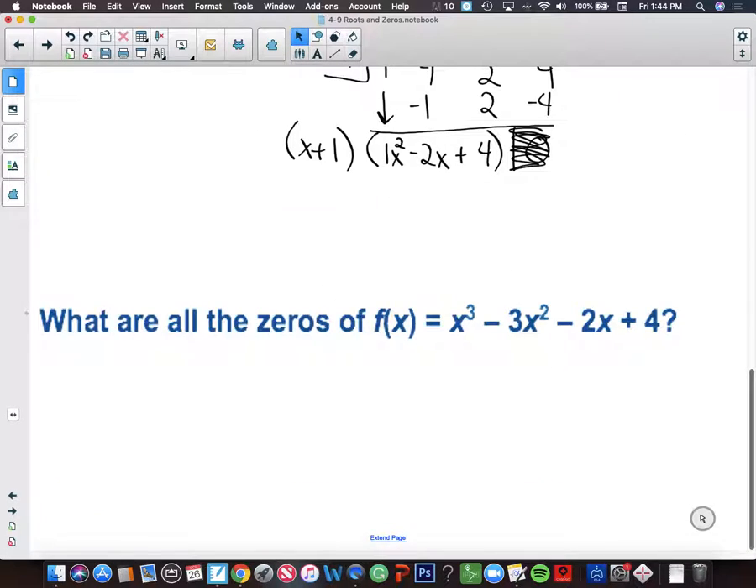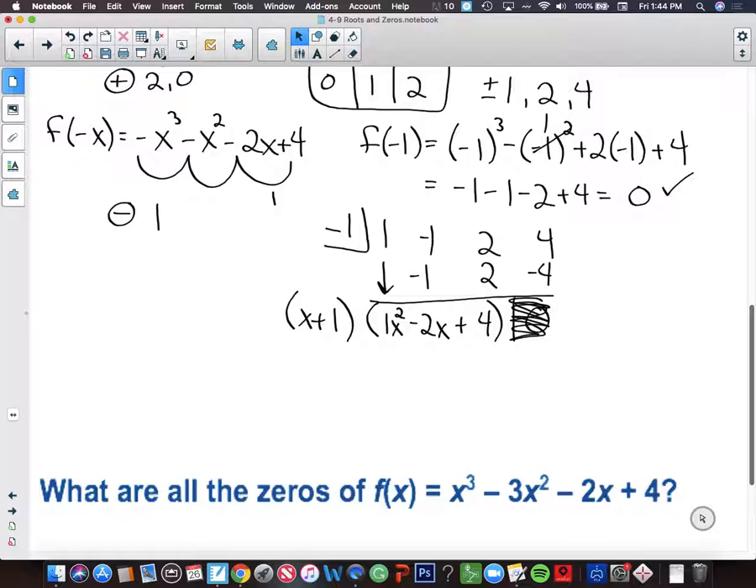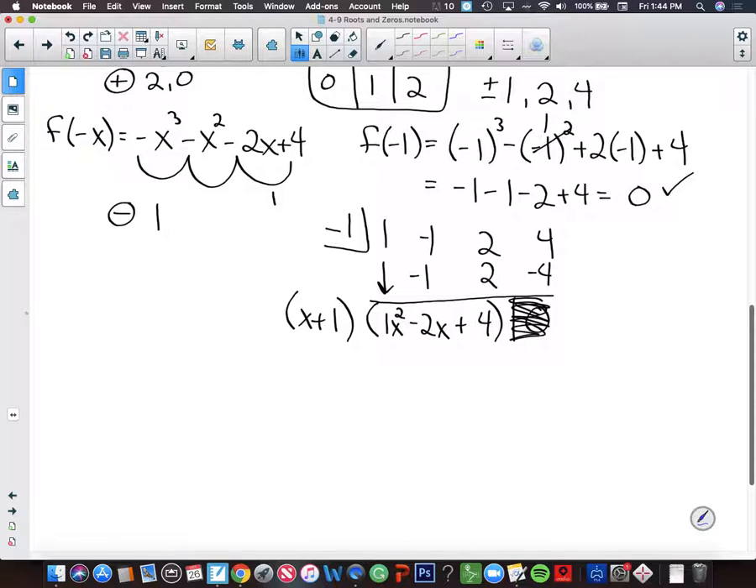Okay, so let's move that down. So we have A, B, C. So quadratic formula is opposite B. So we change the sign of B, plus or minus, square root, B squared, so that would be a negative 2 squared minus 4AC all over 2A. Oops, not an A. My A is a 1. Sorry about that.